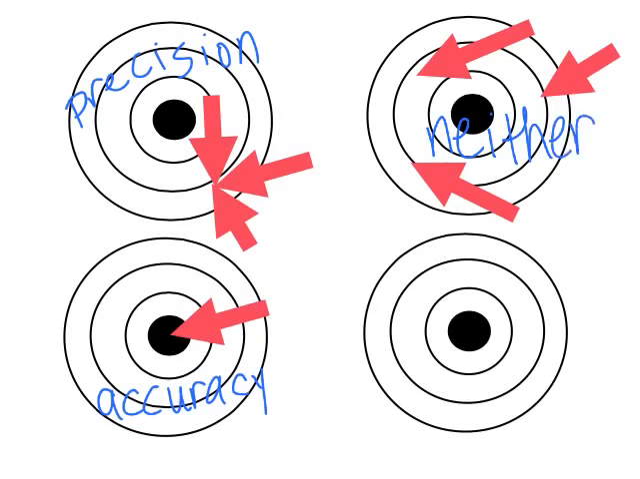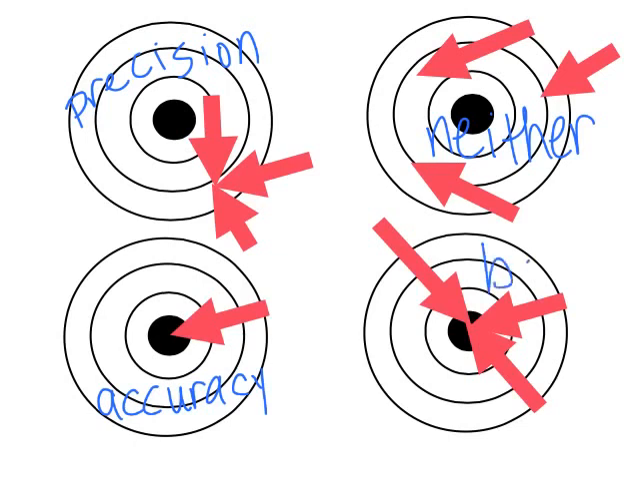And then our last case would be if you're an excellent dart thrower. So let's say we're aiming for the bullseye and all three of our arrows hit it. This is both accurate and precise.